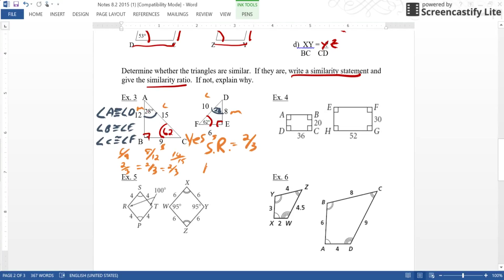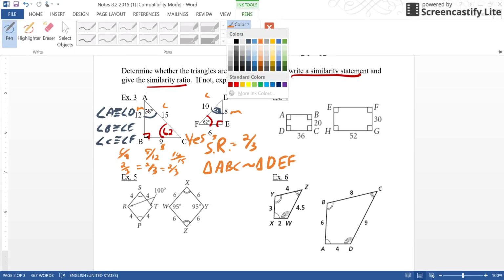Similar ratios here. And my triangle, I will say A, B, C is congruent. Whoops. It's not congruent. We're just proving similar triangles. It's similar to this triangle over here. We start with the 28 degrees, so we start with D, E, F.